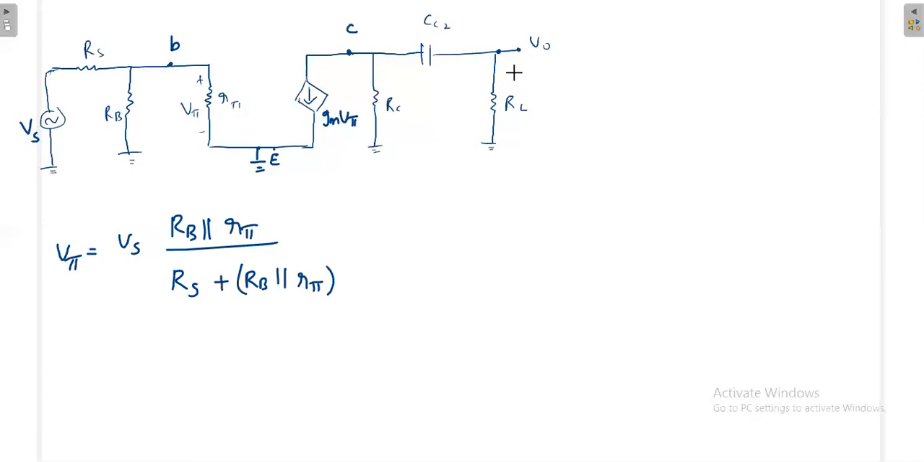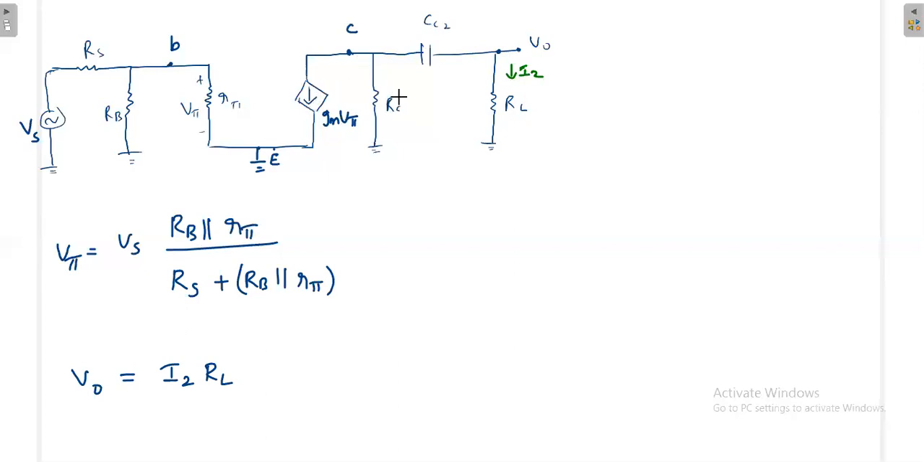V naught means finally some current will flow here. That I2 into RL is V naught. Say, for example, some current is flowing here, and that current is say I2, the current at the output side I'm taking. That is not equal to the collector current; we have to see what I2 really is. So V naught is equal to I2 into RL. Now we have to calculate I2. The current is going in the opposite direction, that's okay, so we can put a minus there.